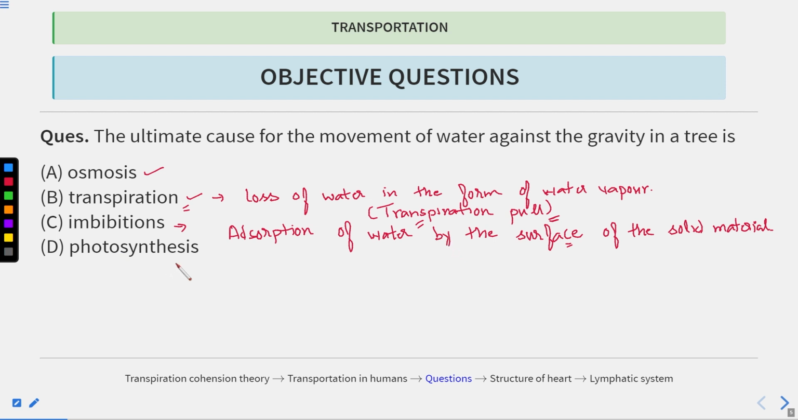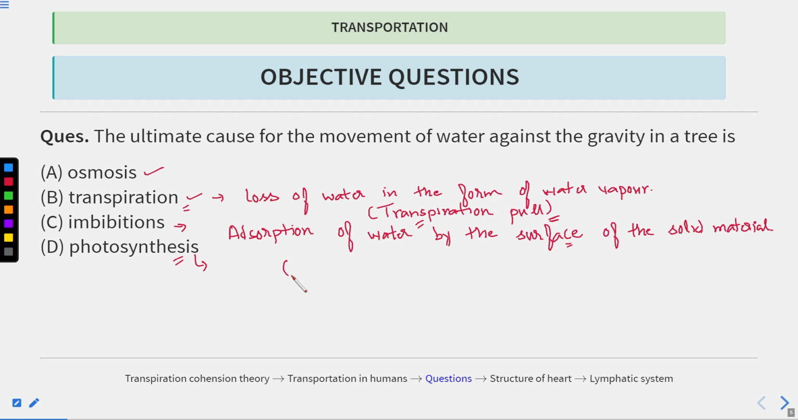Now photosynthesis. Photosynthesis is the conversion of light energy into chemical energy. This you already know. What happens in photosynthesis? Carbon dioxide combines with water and gives rise to a carbohydrate molecule, which is glucose, and in this process oxygen is also released. So it is the conversion of light energy into chemical energy.